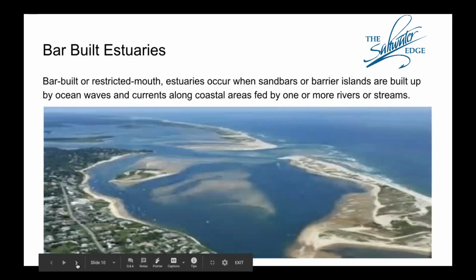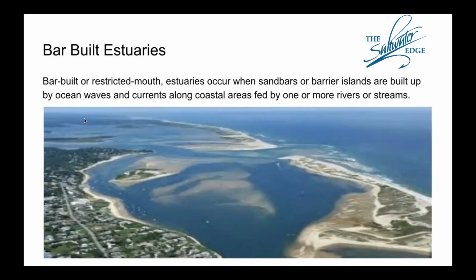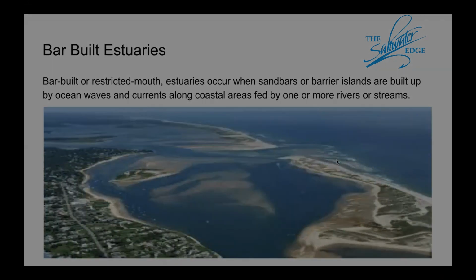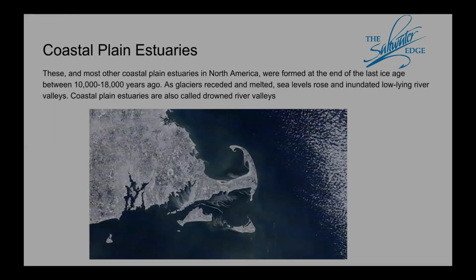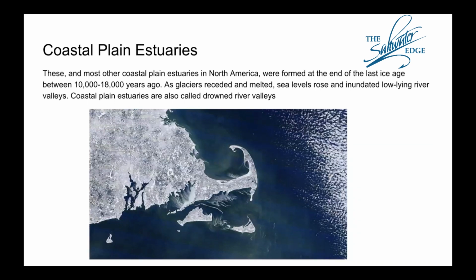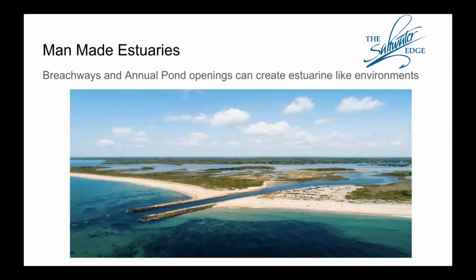So there's a good example of a bar-built estuary. Really dark, muddy water in the back, and then clean sand because of the tidal exchange. And there's a network of other ones along the way, but this would be an example of a bar-built estuary. Coastal plain estuaries are formed at the last ice age. As these glaciers receded and melted, sea levels rose and they inundated the lower lying river valley. Man-made estuaries, the exchange you get through the breachway, create an estuarian environment on the inside.